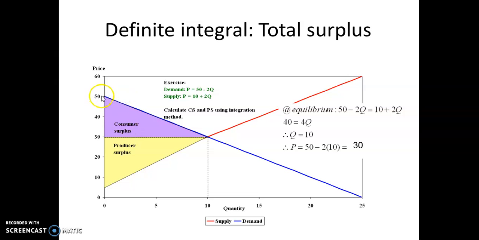Here, for your demand function, you can see that the vertical intercept is going to be 50. For your supply function, you can see that your vertical intercept, although it's not lined up, should be 10. And in terms of the equilibrium price and quantity, you would obtain that by equating your demand and supply functions, and you can determine your equilibrium quantity, it is 10, and equilibrium price, it is 30. So to calculate the area of your consumer and producer surplus, it's fairly straightforward if you just use half base times height to calculate the area of a triangle.